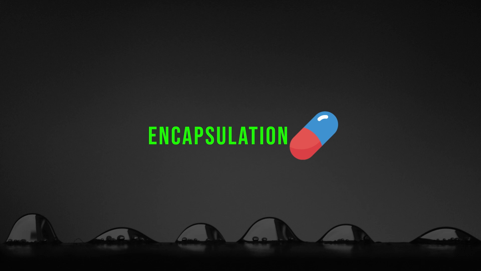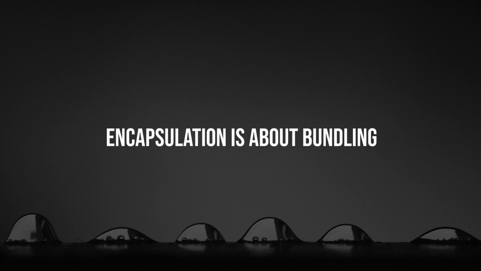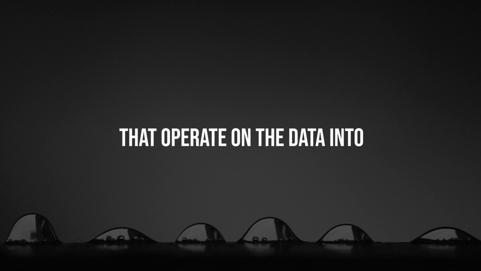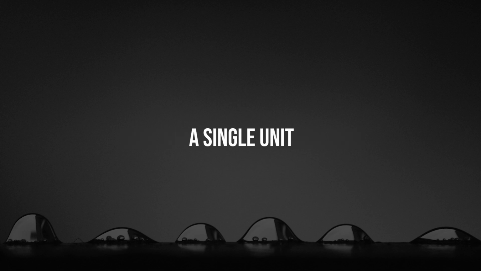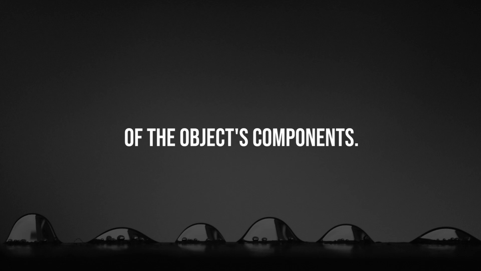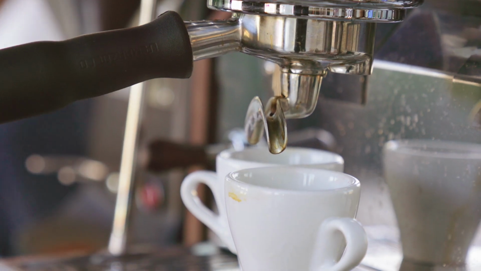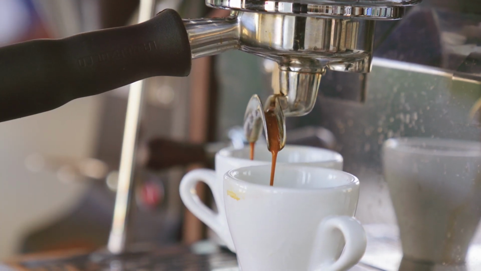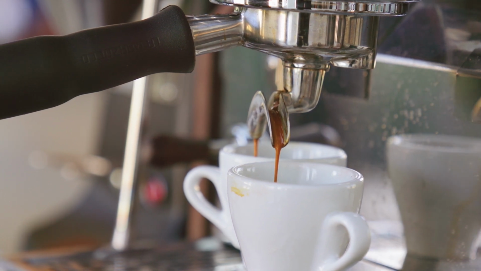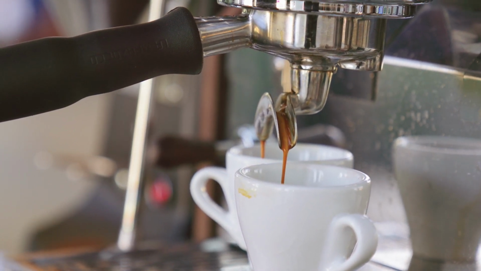What is encapsulation? Encapsulation is about bundling data and methods that operate on the data into a single unit or class and restricting access to some of the object's components. Think of encapsulation like a coffee machine. You press a button, but you don't need to know how it brews the coffee inside.